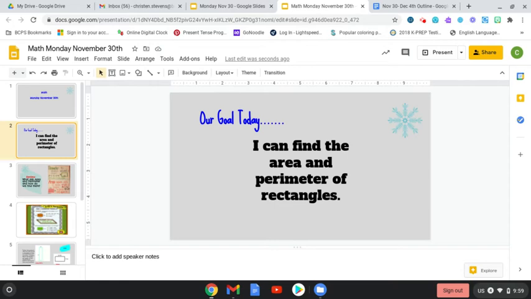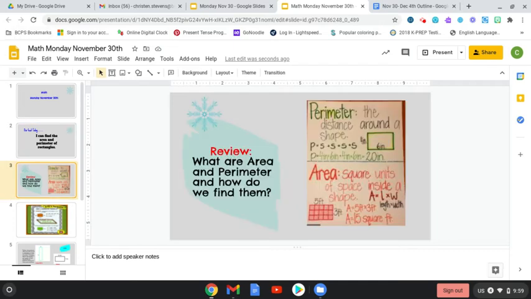Our learning target today, or the goal that we're going to have today, is I can find the area and perimeter of rectangles. So we have been working on area and perimeter. I know it's been a little while, so I do want to review that with you. So if someone were to ask me what are area and perimeter and how you find them, well, I would think of perimeter as the rim, or the distance around a shape.